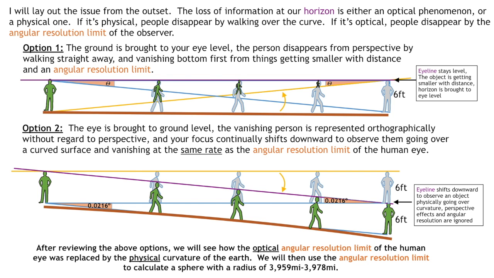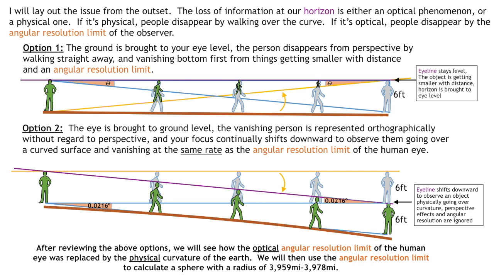I will lay out the issue from the outset. The loss of information at our horizon is either an optical phenomenon or a physical one. If it is physical, people disappear by walking over the curve. If it's optical, people disappear by the angular resolution limit of the observer. Option 1, the ground is brought to your eye level.